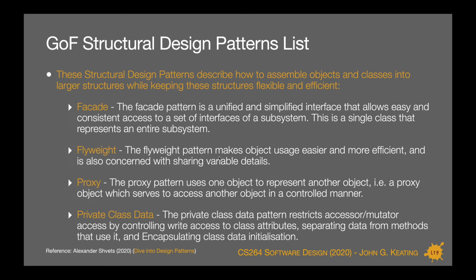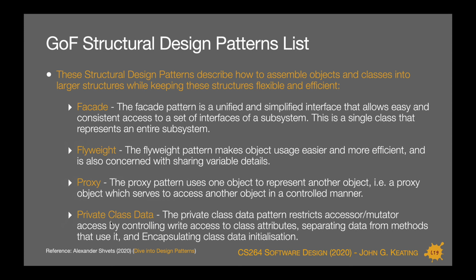Flyweight makes object usage easier and more efficient and is also concerned with sharing variable details. Proxy: the proxy pattern uses one object to represent another object, a proxy object which serves to access another object in some controlled way. Sometimes, for example, you might have a local object, like a connection to a database or to some service, that represents the connection that's represented by some other object somewhere else. So proxies are really, really useful.